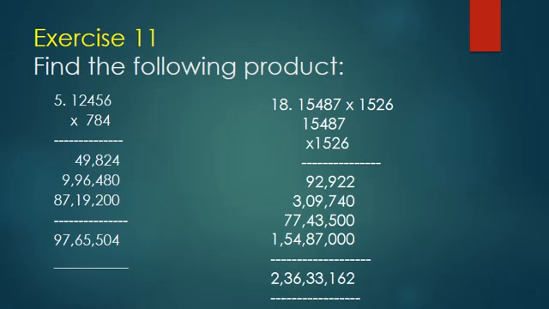Then with the second digit you have to multiply, that means 12,456 multiplied by 80. So you will get 996,480. Then the last digit you have to multiply by 7, so you will get 87,19,200. After that you have to add these numbers. So you will get 97,65,504. Then in the same way, question number 18 also you can do.